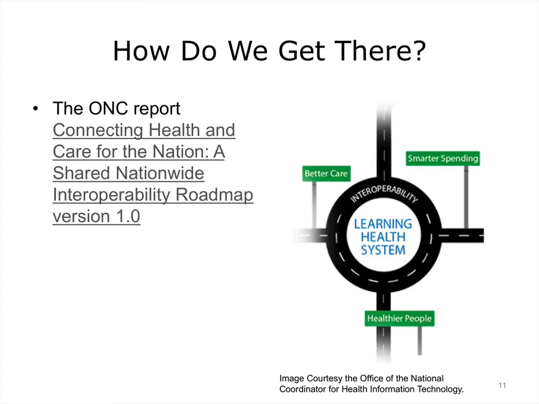In fall of 2015, the Office of the National Coordinator published the report Connecting Health and Care for the Nation, a Shared Nationwide Interoperability Roadmap, version 1.0, which lays out a path for collaboration of stakeholders who are going to build and use the health IT infrastructure.